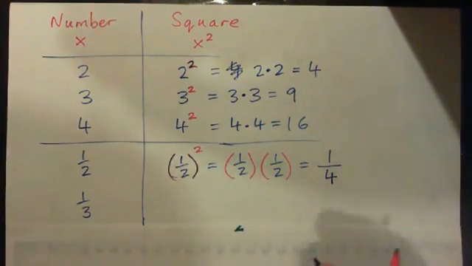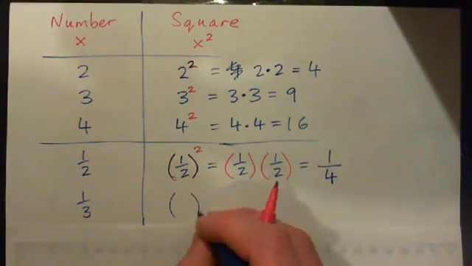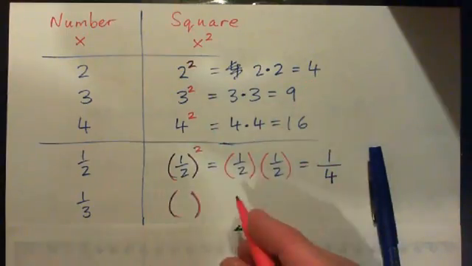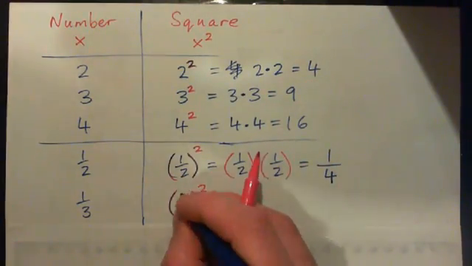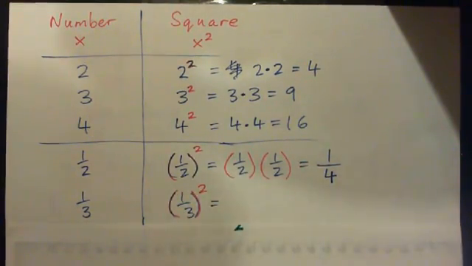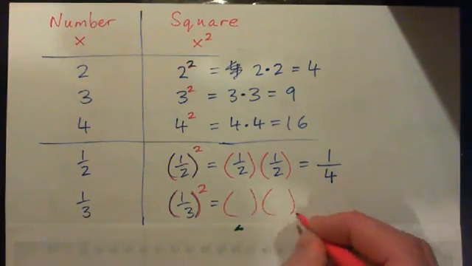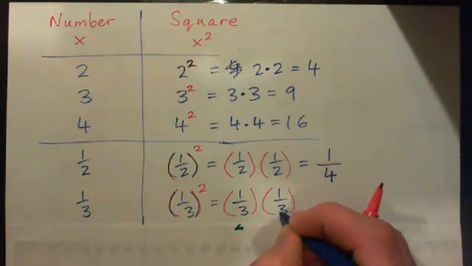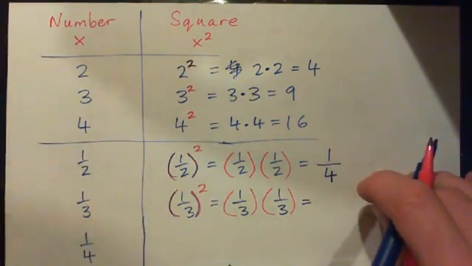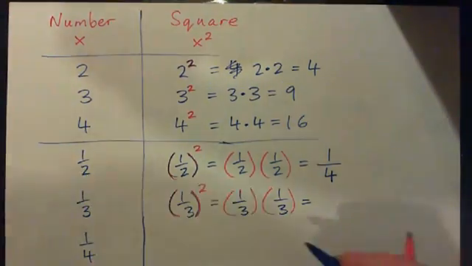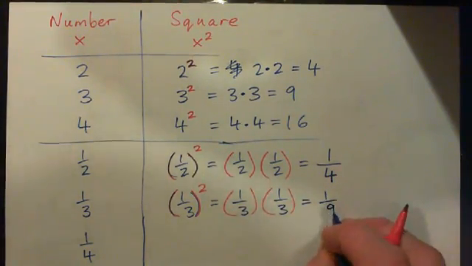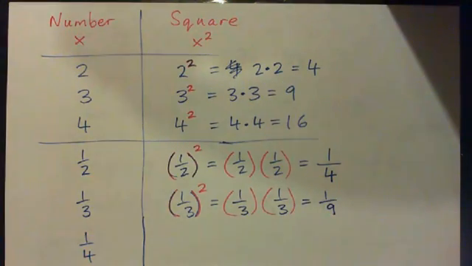How about a third? 1/3, and then we've got to get 1/3 squared, don't we? So 1/3 squared is 1/3 times a third, right? I'll calculate that and then try the quarter. So 1/3 times a third. 1 times 1 is 1. 3 times 3 is 9. How about a quarter? Can you do that one by yourself?